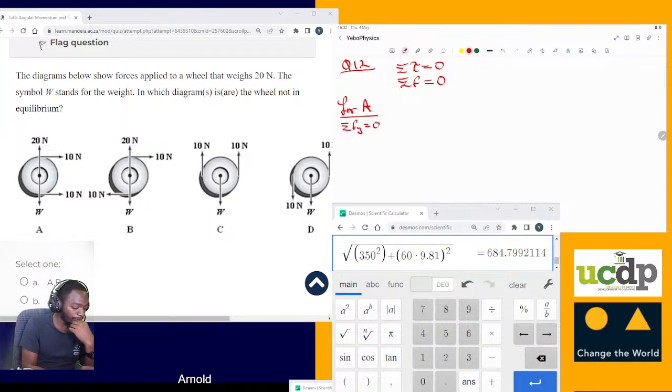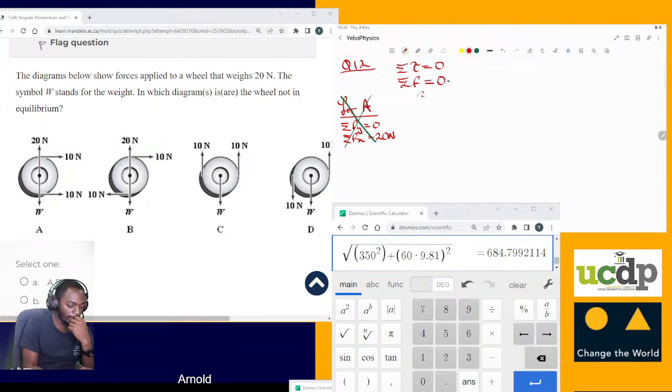And then for the summation of forces in the x, we see they're all in one direction, 10 newtons, 10 newtons going in that direction. So that is definitely going to be 20 newtons. So already this one is out because it's not satisfying this condition, right? If you want, you can even check the torque, but already we'll eliminate it because the sum of forces in the x is not adding up to 0.